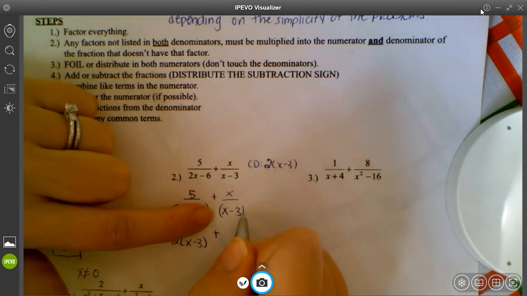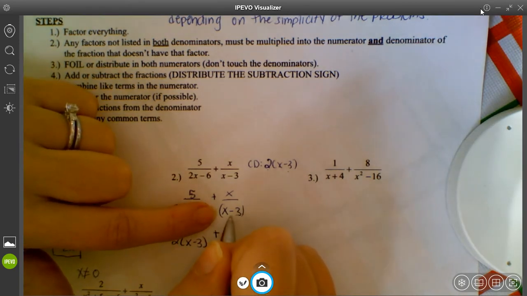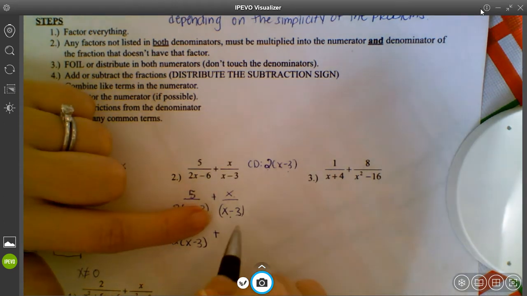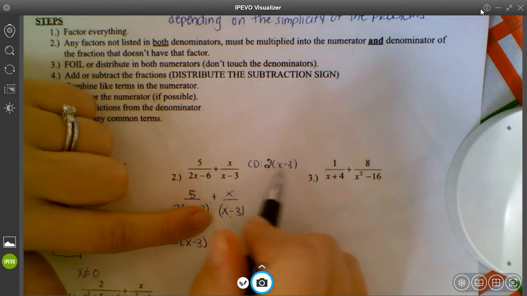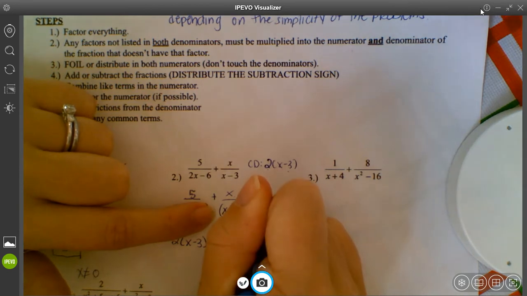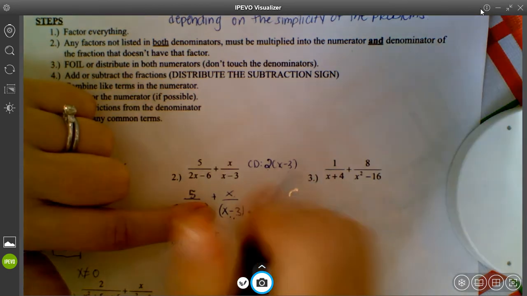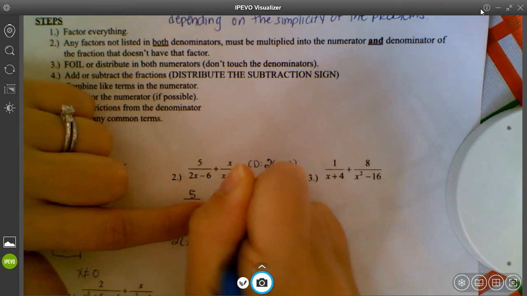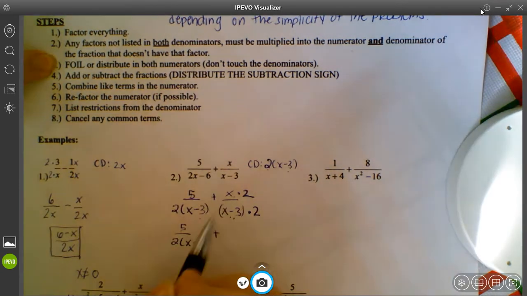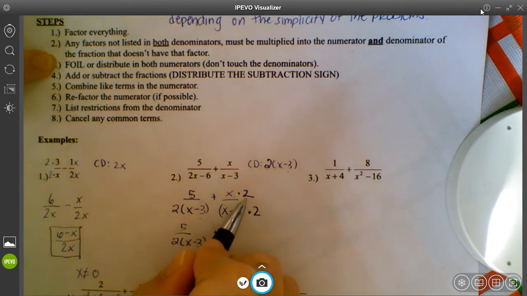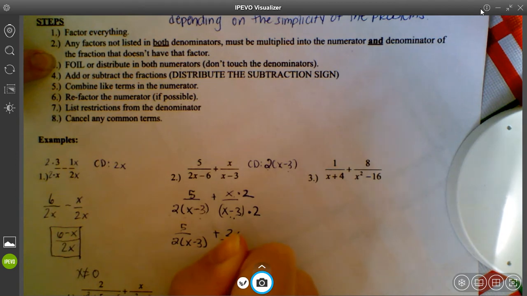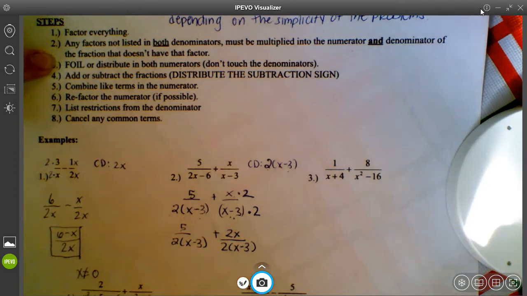This one has an x minus 3 and an x. So what it's saying is, is it missing a 2 or an x minus 3 on the denominator? It is. It's missing the 2. So I have to multiply the bottom by 2, and I have to multiply the top by 2. So now I'm FOILing, distributing in the numerator. Remember, nothing happened here, but this is literally 2 times x, so that's 2x. And here I've got my common denominator.